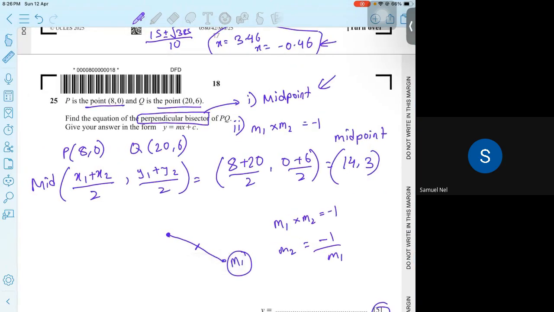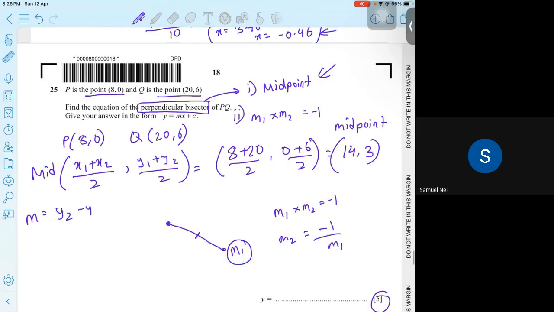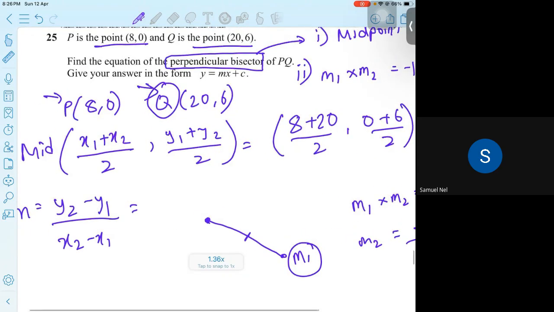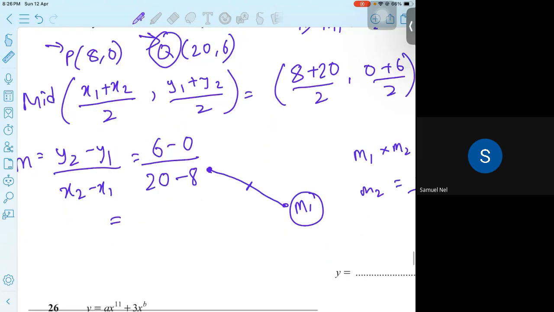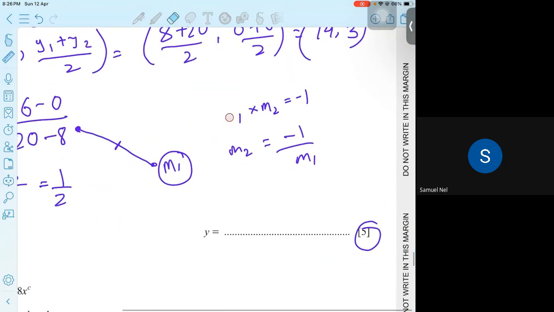So let's see. The gradient formula m is equal to y2 minus y1 over x2 minus x1. So let's take this to be x2 and y2, and let's take this to be x1 and y1. So 6 minus 0 over 20 minus 8. That comes out to be 6 over 12, which is half. So my m1 is half, which makes my m2 equal to minus 2. Any questions so far?